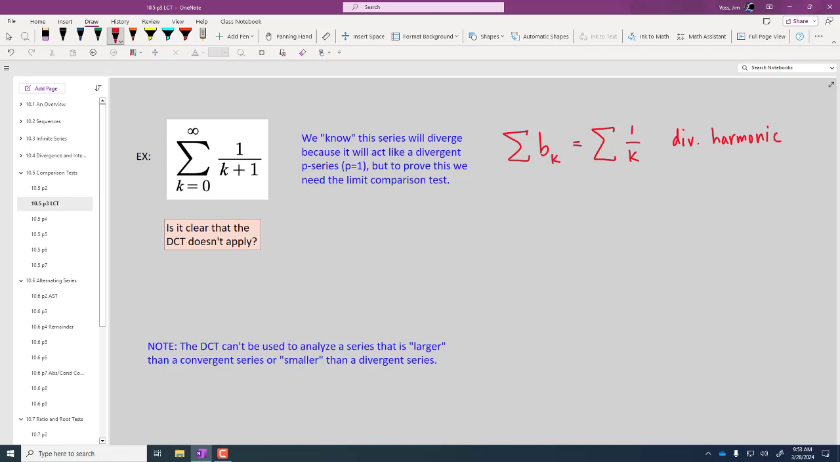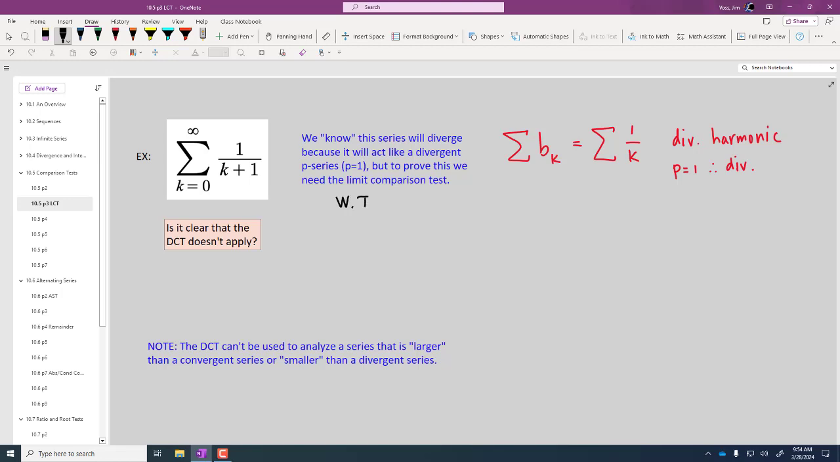Or you could say, oh, this is a P series, P is equal to 1, which is not greater than 1, so it diverges. Either way is totally fine. Somehow you have to indicate on the test why your B sub k diverges. You can say it's diverging because it's a harmonic, which is accepted fact by now. Or you could say it's a P series where P is 1, therefore it diverges. If P is greater than 1, it converges. If P is not greater than 1, it diverges. So there's our comparison. Now we go to the want-to-show step.